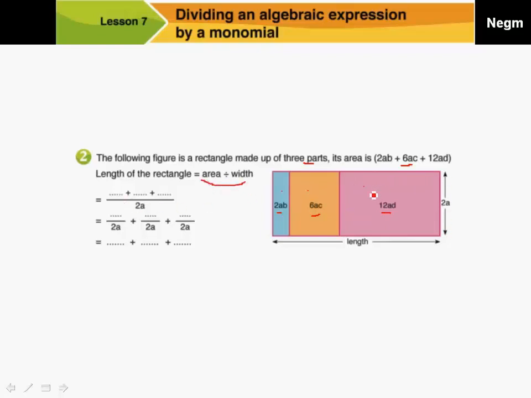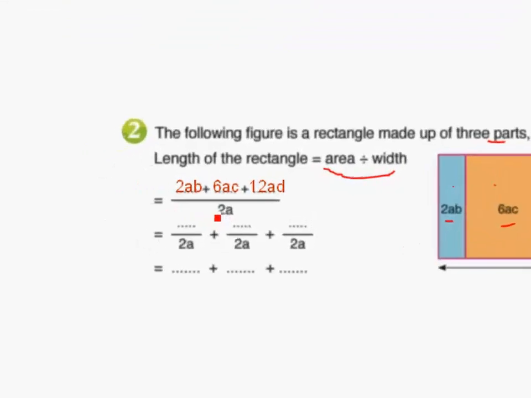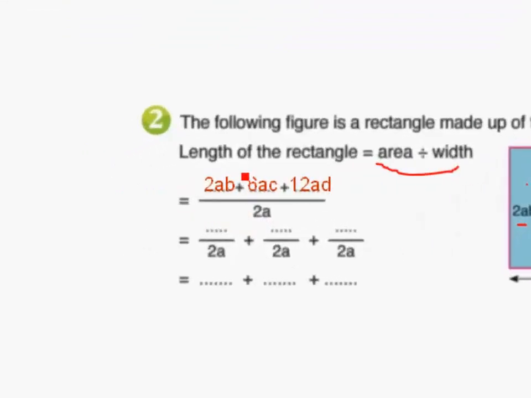What is the area of the rectangle? It is this one, 2ab plus 6ac plus 12ag divided by its width, which is 2a, and of course we can divide it into elements because we have one denominator. So this will equal 2ab divided by 2a plus 6ac divided by 2a plus 12ag divided by 2a. 2 can be eliminated with 2 and a with a, so this will be equal to b, and here 6 divided by 2 is 3.